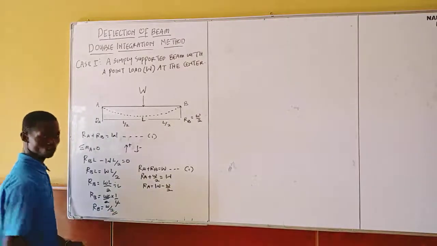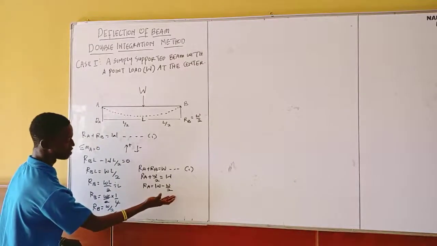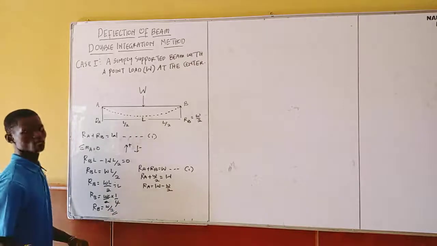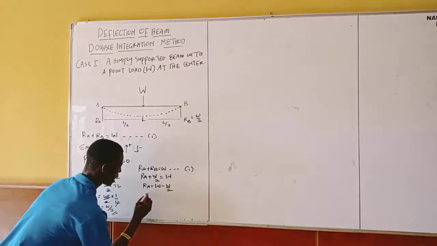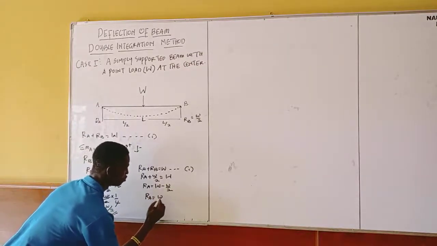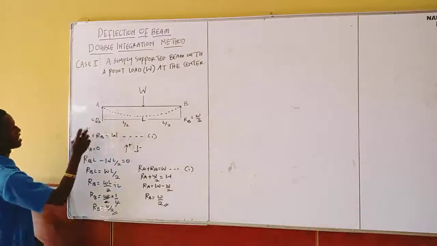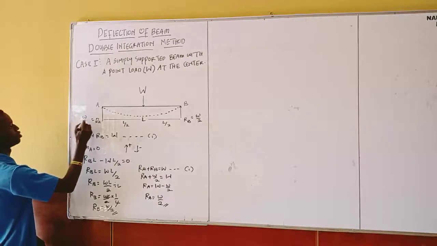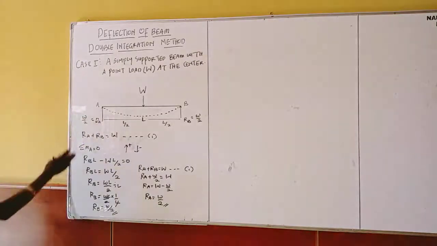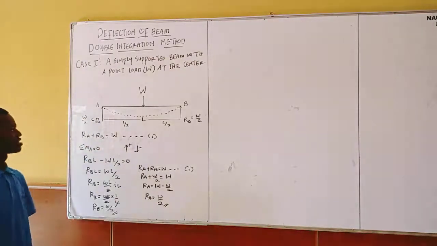And this is the whole W. So by removing half from the whole, it's going to give me half. So in this case now, my RA is going to give me W over 2. This is the value of my RA. That is the reaction at the support, W over 2. So I find the reaction at both the supports. So the next thing for me is what?